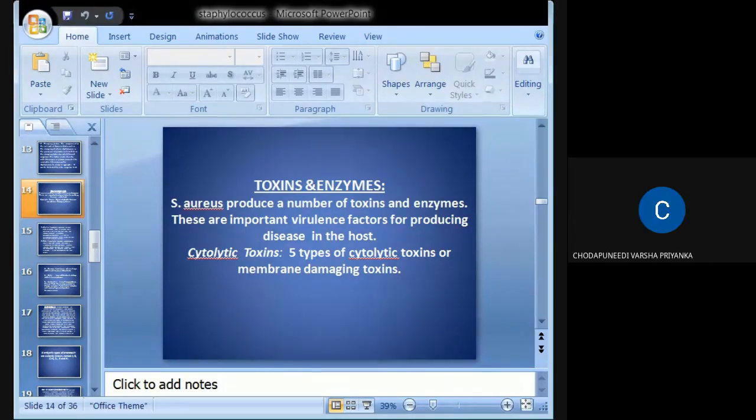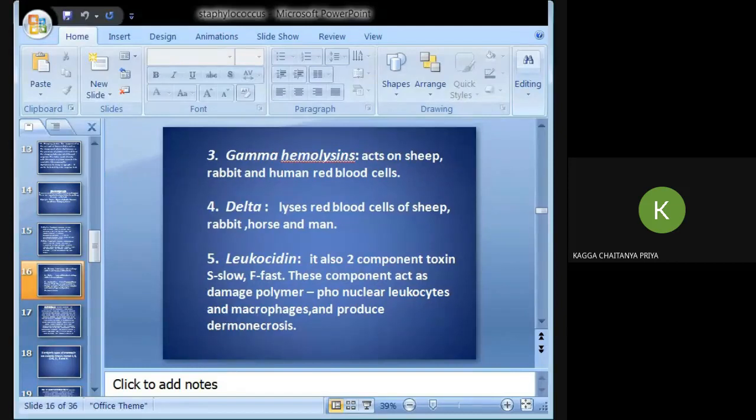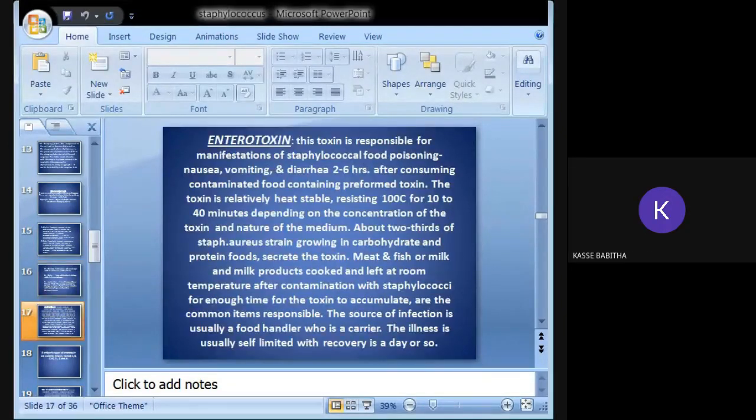How many types of toxins? Five types. Okay. These five types of toxins are called cytolytic toxins, membrane damage toxins. Very good. The five types of toxins are alpha, beta, gamma, delta, and leukocidin. Other toxins: enterotoxin, toxic shock syndrome toxin. Okay.